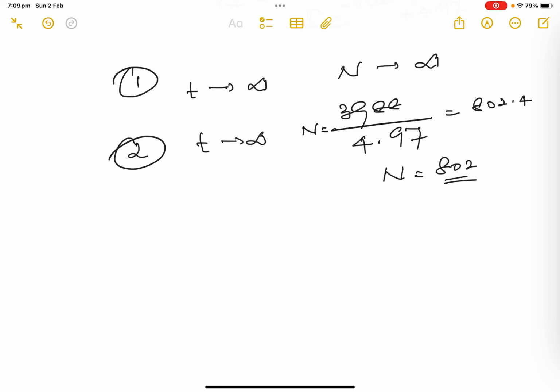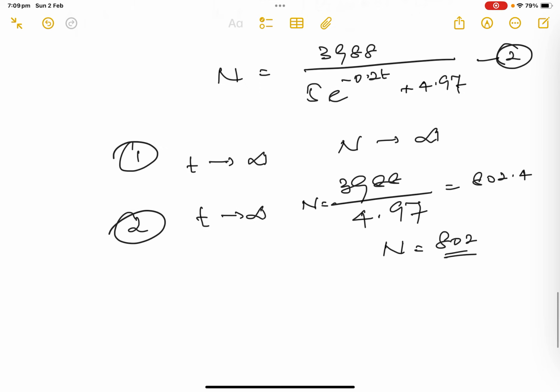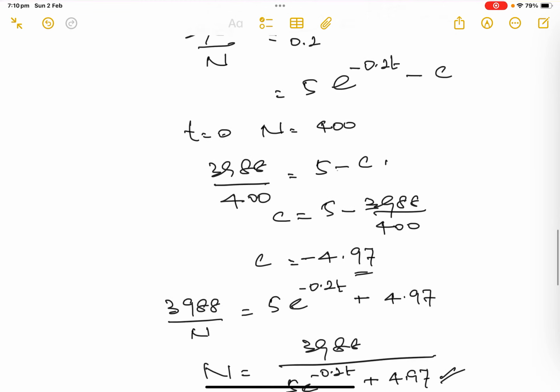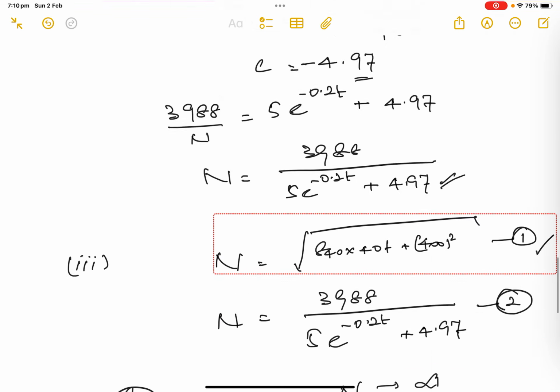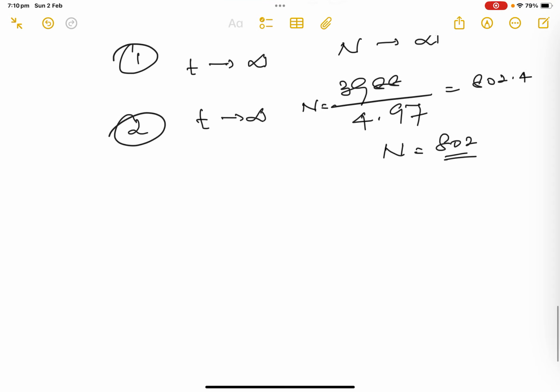So that's 802. So the first assumption, it's increasing to an infinite number of insects, but the second one actually comes to 802. What's happening is the rate of change is decreasing. So therefore, we come to 802, increase and then level off. So the first assumption gives infinite insects, and the second assumption gives a finite value, 802.